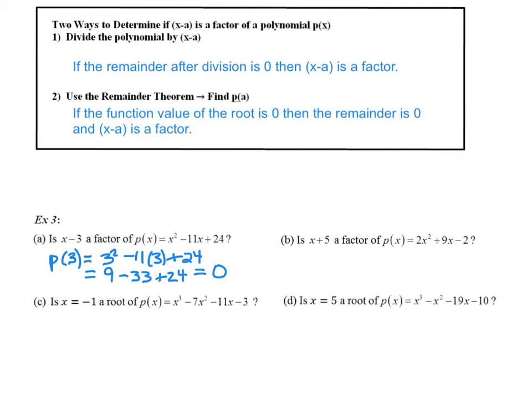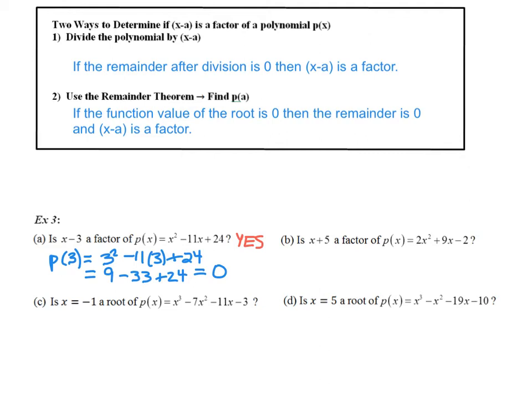So since I have an answer of 0 for my remainder, that tells me that yes, x minus 3 must have been a factor. That also means that 3 is a root of this polynomial. 3 would be the place where the graph crosses the x-axis. Let's try the next one.